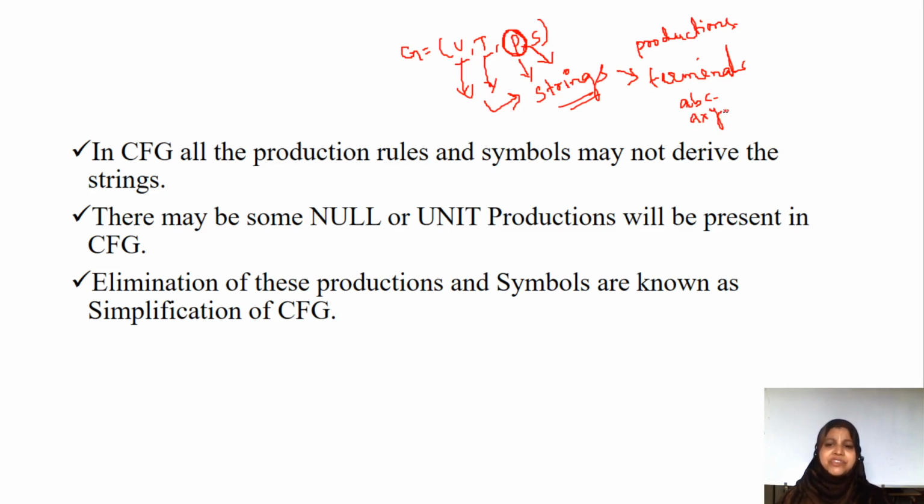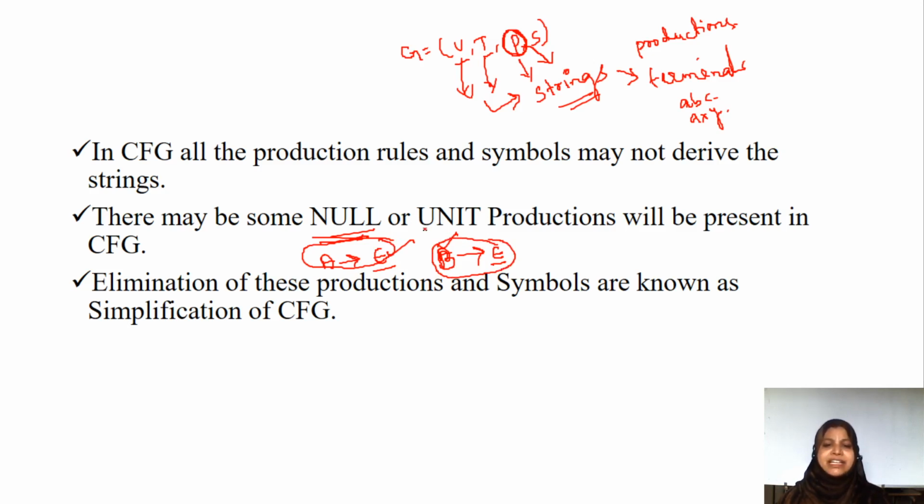In some cases, a context-free grammar consists of null productions. Null productions means A tends to epsilon is a null production, or B tends to epsilon. A and B are the variables, and A tends to epsilon, B tends to epsilon are null productions. In that case also, we can remove these null productions. We have a set of rules, and by using those rules we remove the null productions.